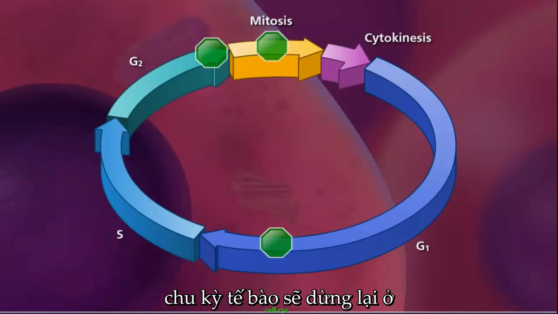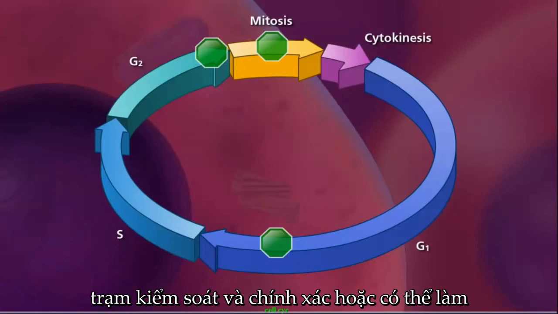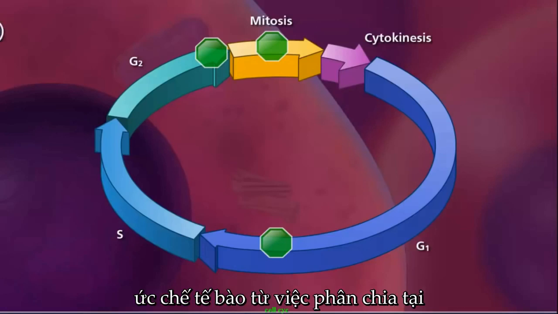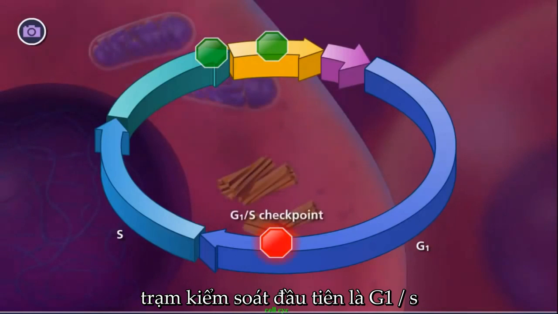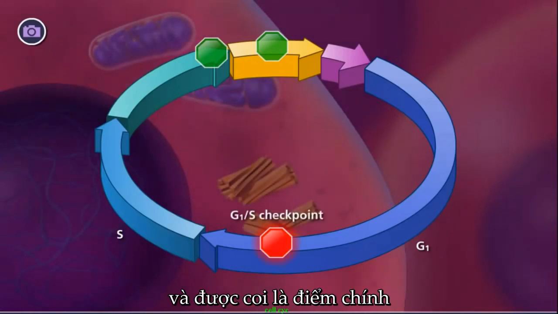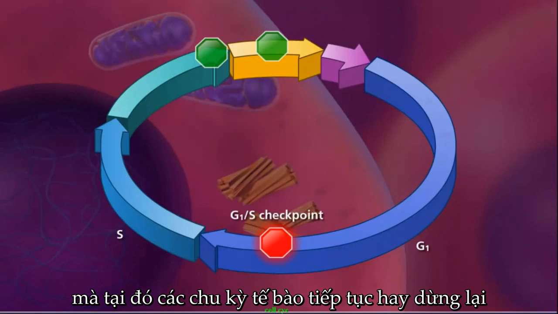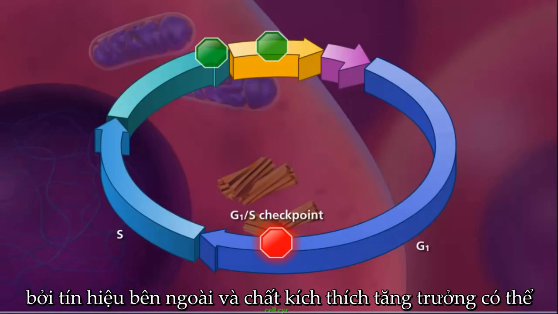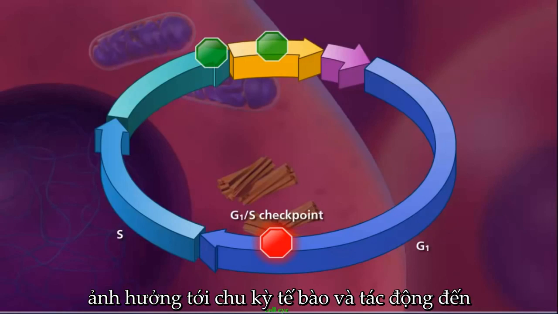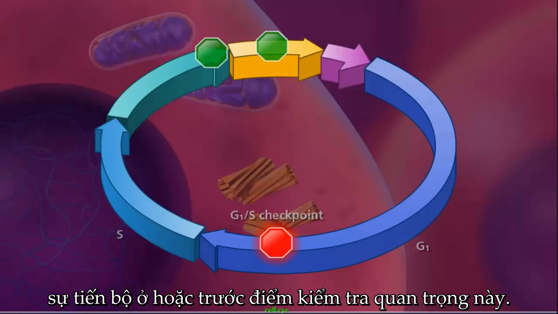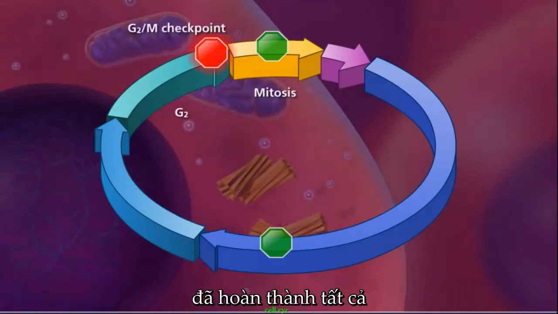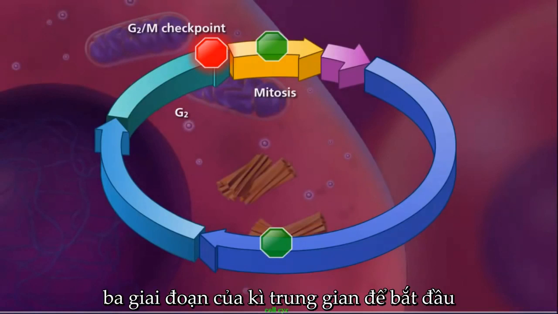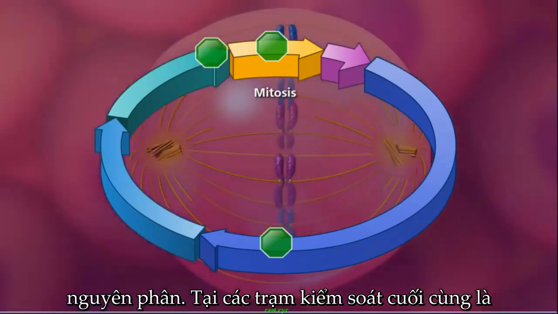During the cell cycle, certain checkpoints are encountered to make sure the process is occurring accurately. And if it is not, the cell cycle will stop at the checkpoint and correct, or possibly inhibit that cell from dividing. The first checkpoint is the G1/S checkpoint, and is considered the primary point at which the cell cycle continues or stops. External signals and growth factors can influence the cell cycle and affect the progress at or before this critical checkpoint.